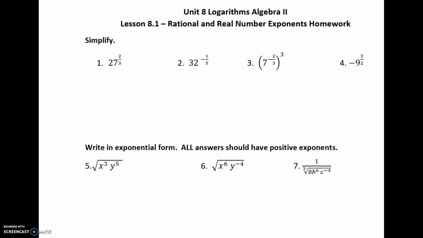So let's go over your homework from lesson 8.1 and see how you did. And hopefully with me solving each one of these, it'll help clarify some questions you might have or give you some more practice so you feel a little bit more comfortable with it.